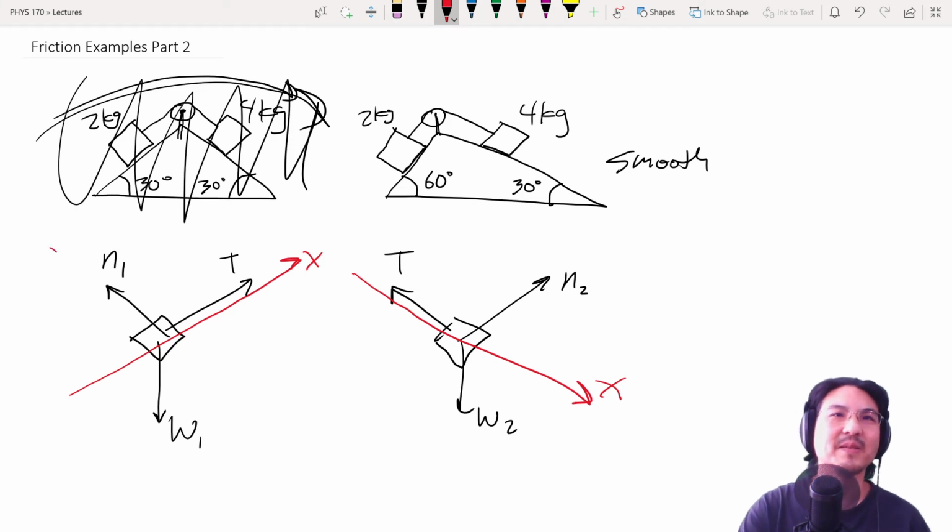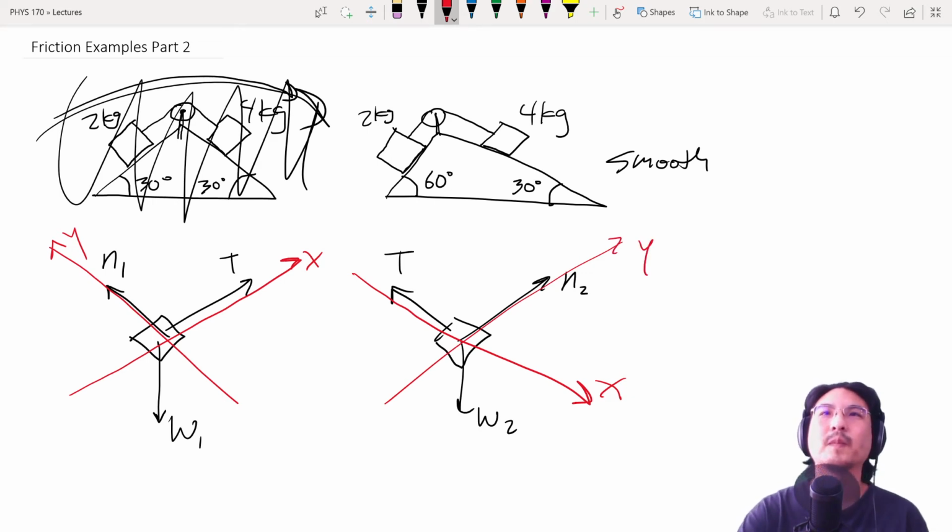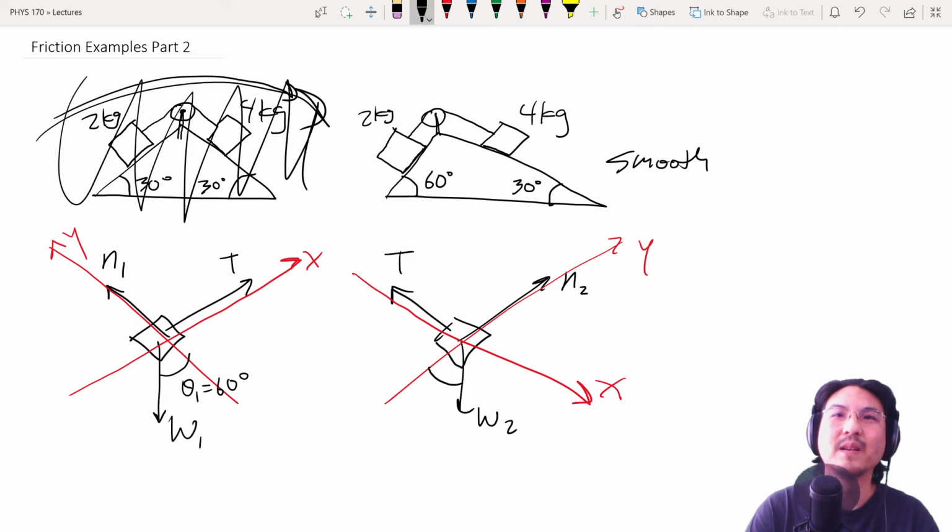Okay, so here's my choice. And which of these is the angle? I'll let you practice figuring that out. If I just look at the picture, it's here, that's 60 degrees. And if I look at that picture, it's here, that's 30 degrees.